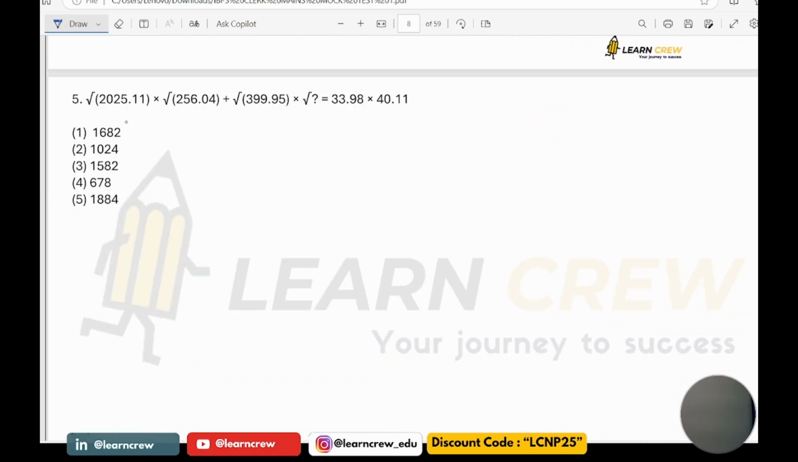It is 45, first square root is 45 into 16 plus 20 into how much, equal to 34 into 40. 34 into 40 is how much? 34 into 40 is 1360. So how much are you going to get here? You are going to get root x as 32. So 32 square is 1024.